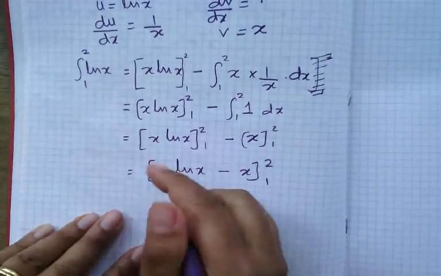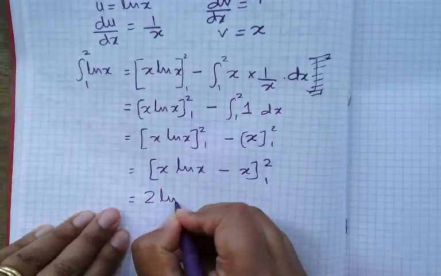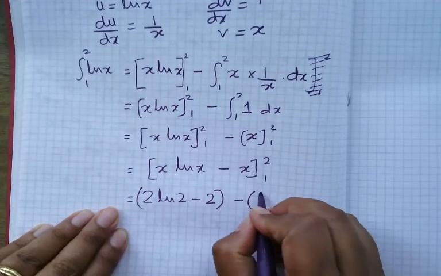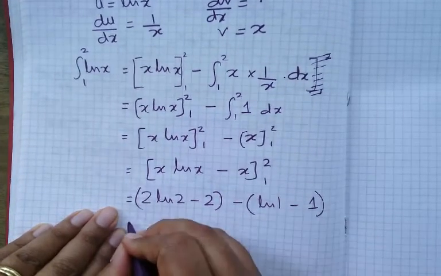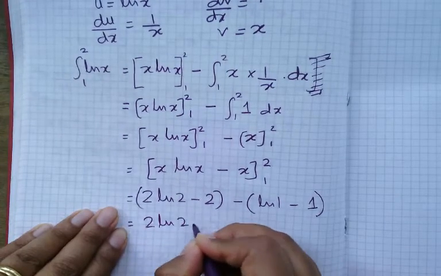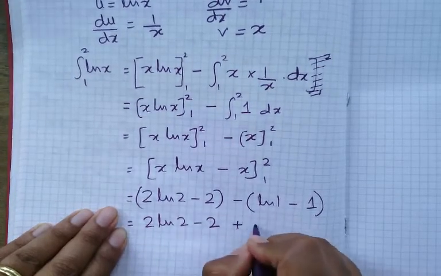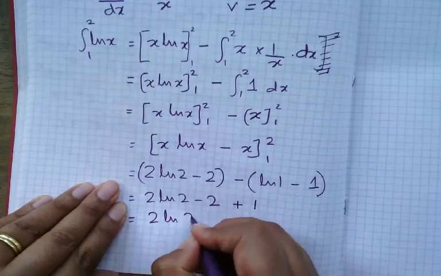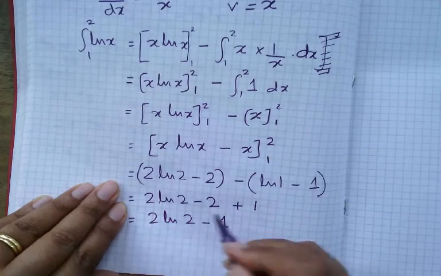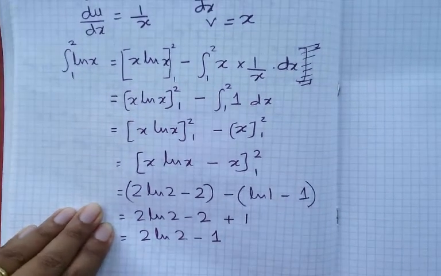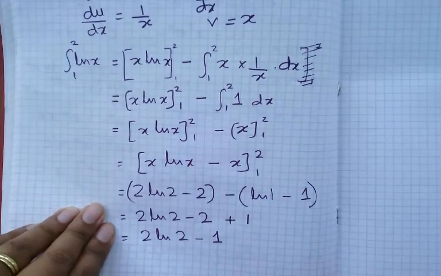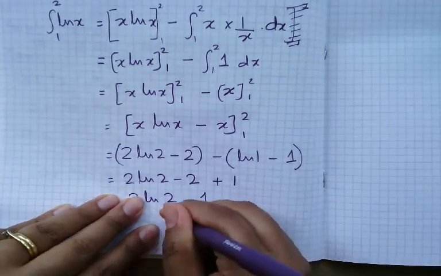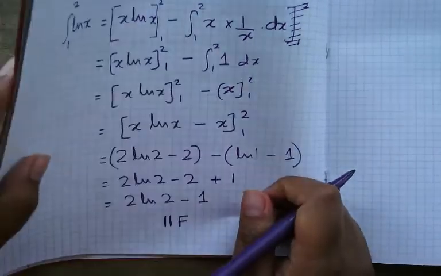Okay, and that gives me 2 ln 2 minus 2 minus 1. 2 ln 2 minus 2 plus 1. Okay, because ln 1 is 0, and that will give me 2 ln 2 minus 1 is my final answer, and I want to leave my answer in log form. Okay, so watching these examples, you should be able to do exercise 11F, okay, which is on page 309.